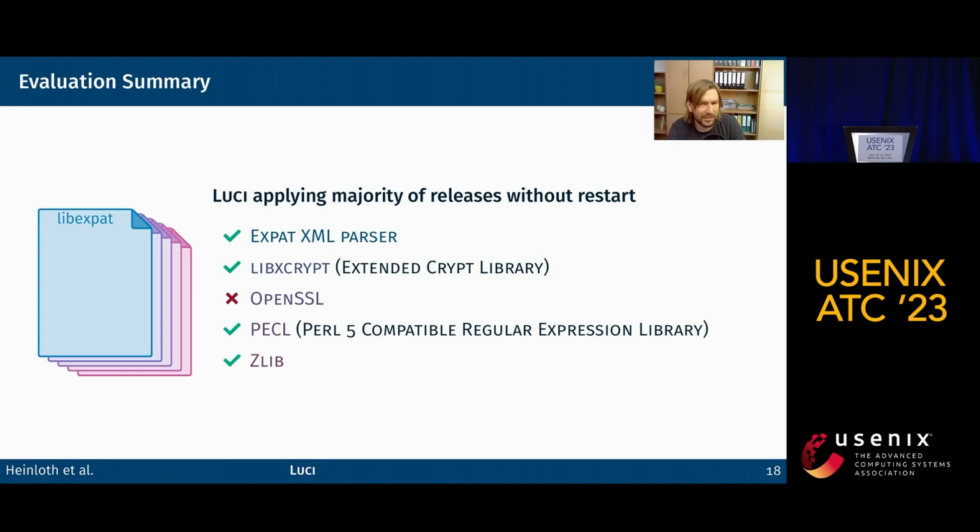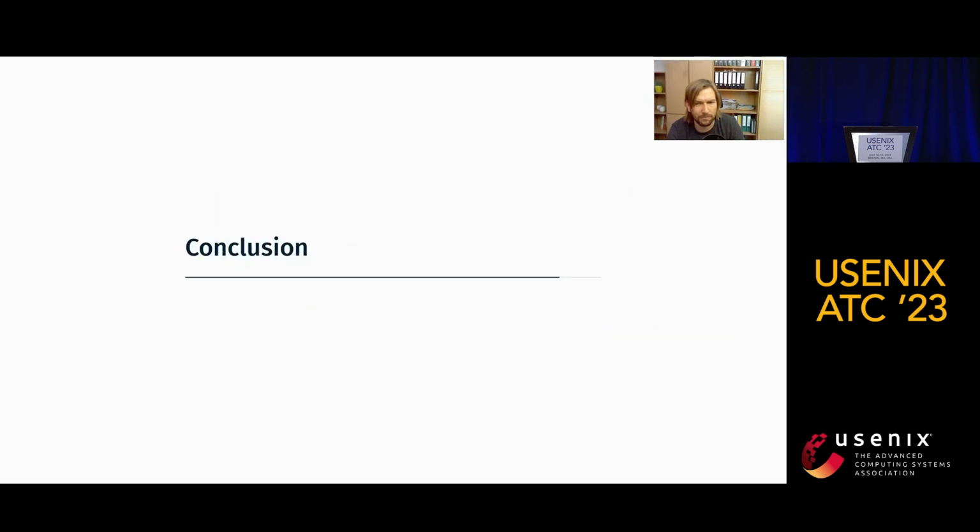And even when testing other libraries in a similar manner, like from the Apache example, we can apply most releases, either vanilla or backtesting, without restarting the application, except for OpenSSL. This is due to function pointers in writable data, but could be solved with proper software engineering. And I want to emphasize that in all cases, even in OpenSSL, Luci was able to maintain a valid state for the application, no matter if a dynamic update was applied or not. With that, I'd like to summarize this approach.